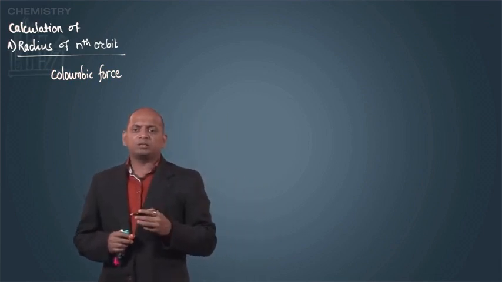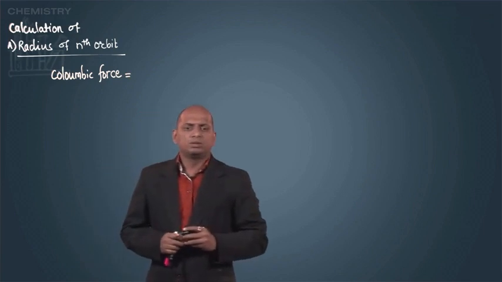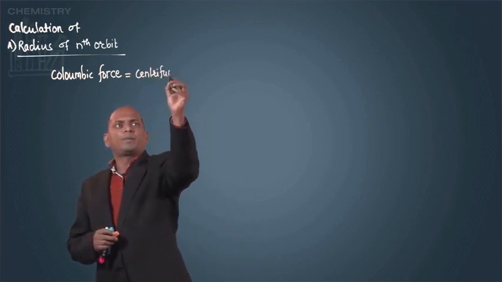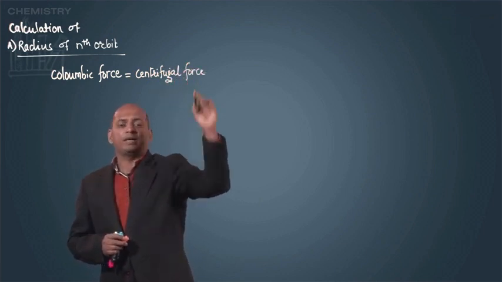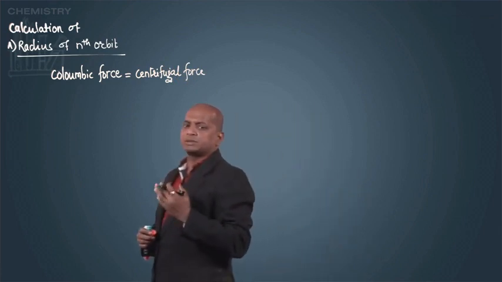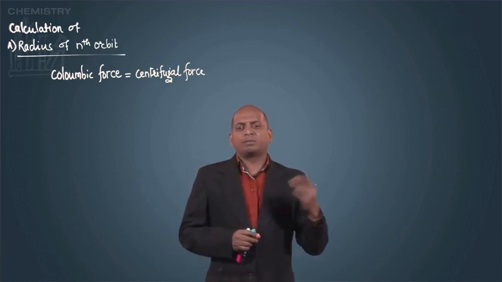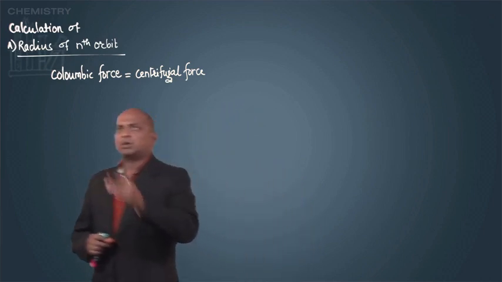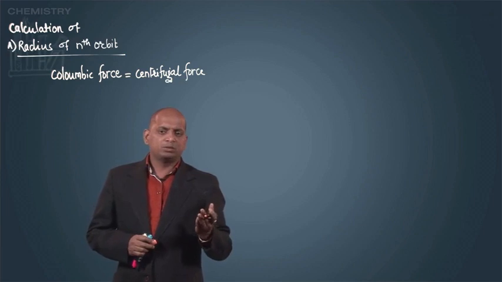So the Coulombic force between nucleus and the electron is equal to the centrifugal force, and therefore the electrons are revolving in a circular path. If any one of the forces is greater, then either the electron will fall into the nucleus or it will escape out. But it never happens. So the Coulombic force is nothing but 1 upon 4 pi epsilon 0.